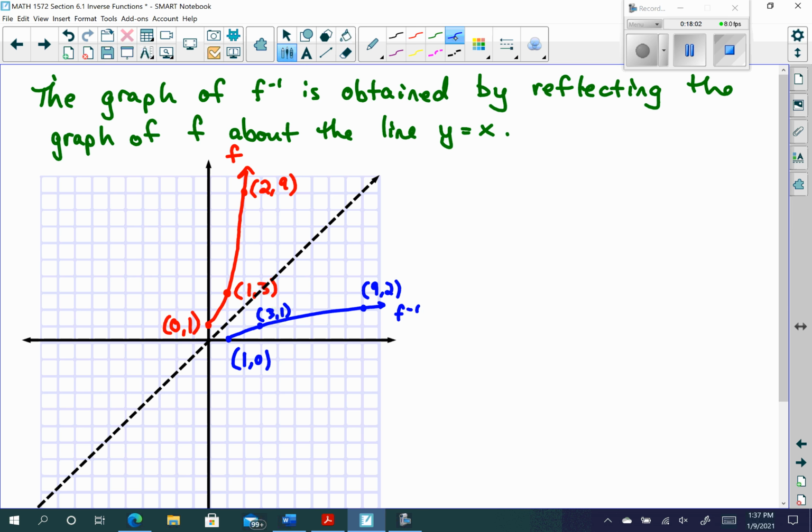So one thing to point out, what I'm going to write here, is if 0, 1 is contained or is an element of f of x, then 1, 0 would be contained on the inverse.